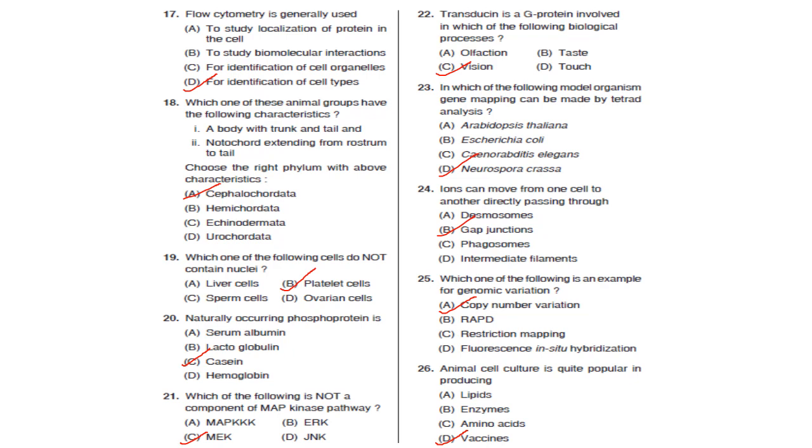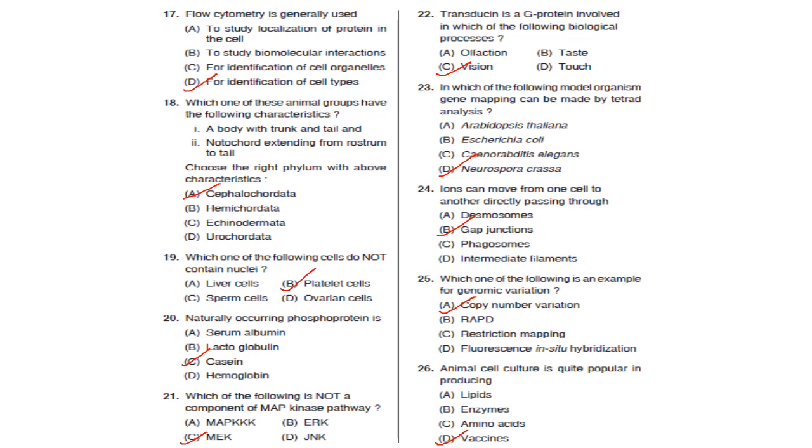Then which one of these animal groups have the following characteristic? A body with trunk and tail and notochord extending from the rostrum to the tail. So this is seen in the case of Cephalochordata. Answer is option A. Then next one. Which of the following cells do not contain nuclei? So platelets or thrombocytes are small colorless cell fragments in our blood that form clots and stop or prevent bleeding. And these cells do not contain nuclei. So answer is option B.